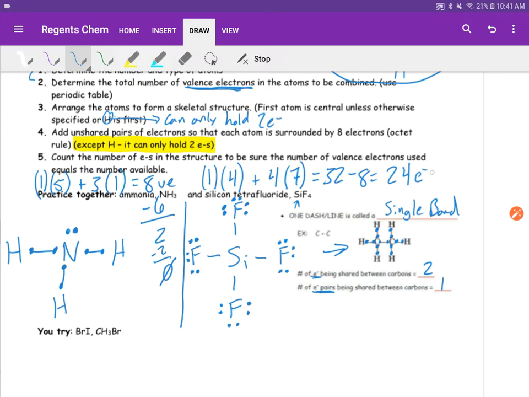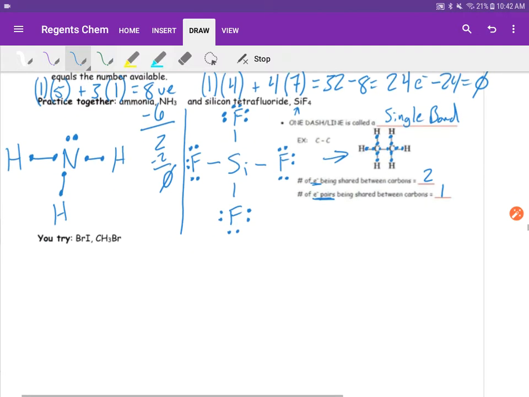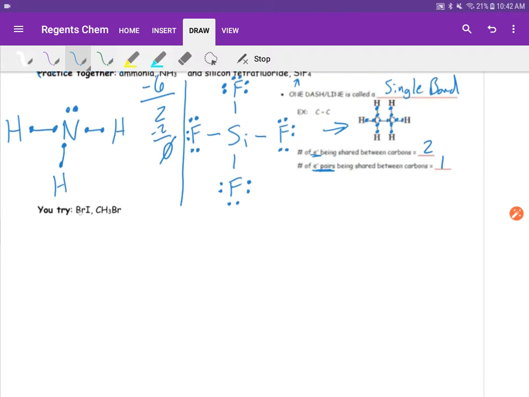So 6 times 4 equals 24. Oh, look, I used all my electrons. So each fluorine has 1, 2, 3, 4, 5, 6, 7, 8. Each of them has 8, and silicon does as well. So that would be our final structure for silicon tetrafluoride. Guys, the more practice you do, the easier and quicker this gets. So why don't you guys go ahead and try BrI and CH3Br.